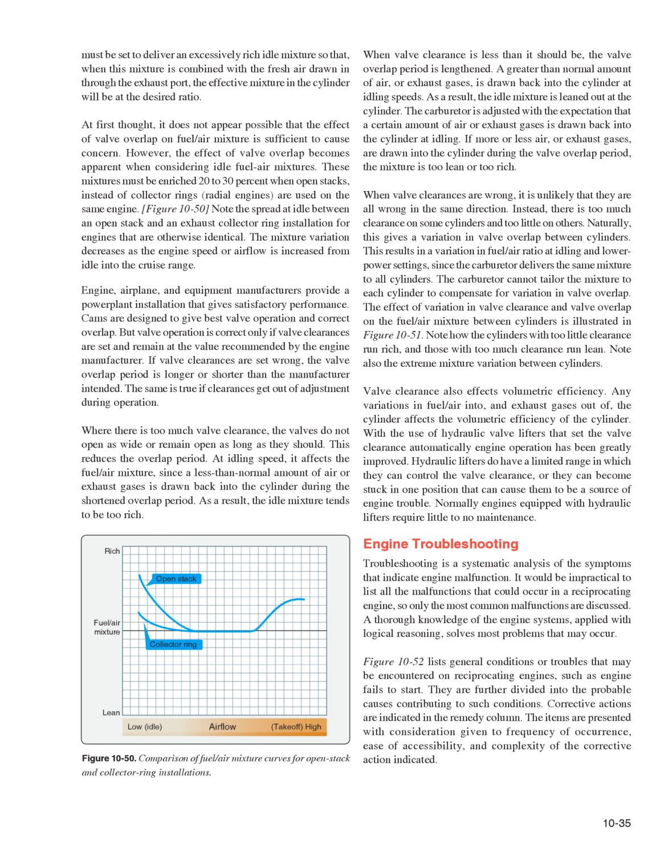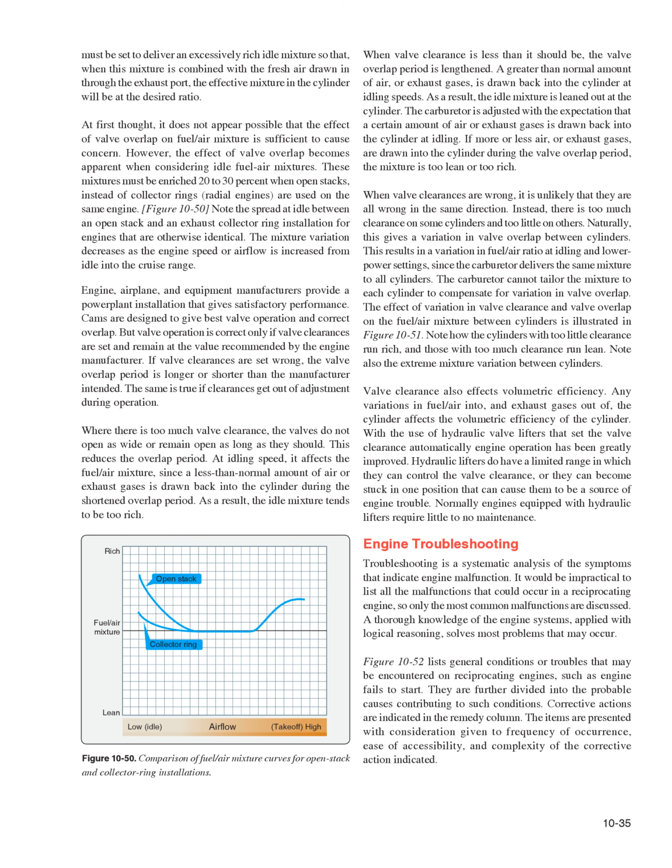Valve clearance also affects volumetric efficiency. Any variations in fuel/air into, and exhaust gases out of, the cylinder affects the volumetric efficiency of the cylinder. With the use of hydraulic valve lifters that set the valve clearance automatically, engine operation has been greatly improved. Hydraulic lifters do have a limited range in which they can control the valve clearance, or they can become stuck in one position that can cause them to be a source of engine trouble. Normally, engines equipped with hydraulic lifters require little to no maintenance.